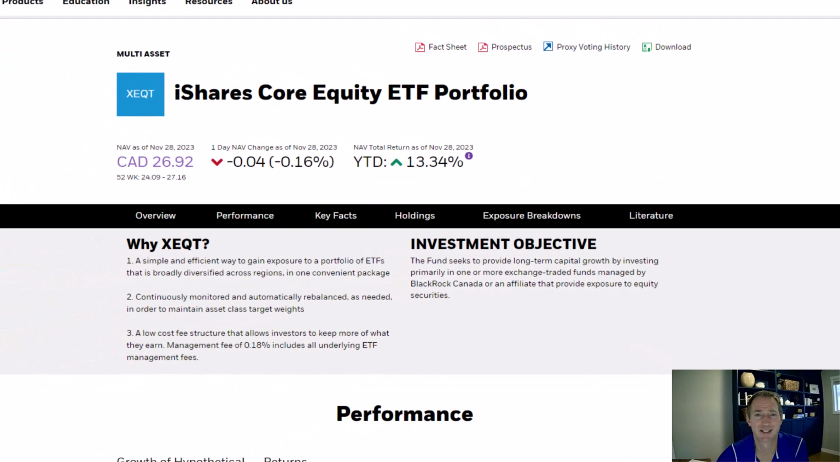So I'm just going to dig into XEQT. That's the 100-0 portfolio. So no bonds, all equity portfolio. And you can see that year to date, since January 1st, 2023, it's up 13.34%. The US markets have had a very good year so far, whereas Canada is generally a little bit flat, but because it's overweight in the US, you can see that it's having a good year as well.